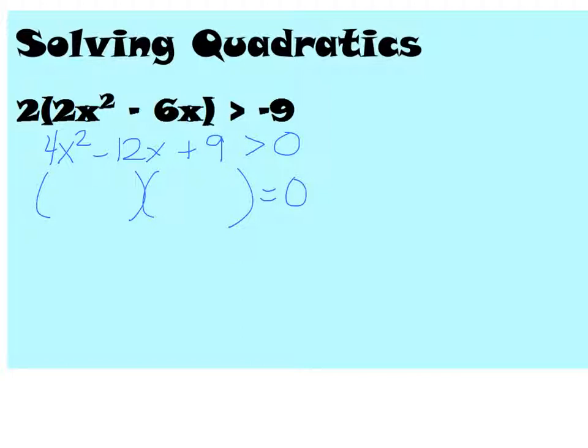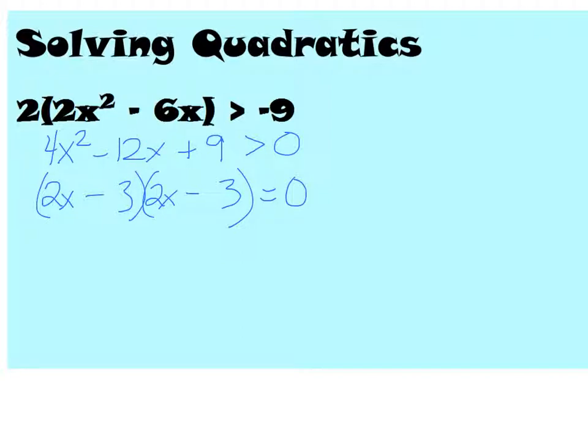Okay, I've got to find factors that work. I'll probably go with a 2x and a 2x. Let's see how that works. So I can go 9 and 1 or 3 and 3. I'm going to try 3 and 3. Signs are the same because of the positive 9. They're going to both be negatives because I want to end up with a negative 12x. So negative, negative. That gets me a negative 6x and a negative 6x. That's what I want. Boom.